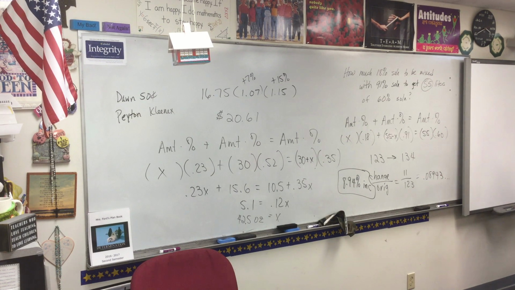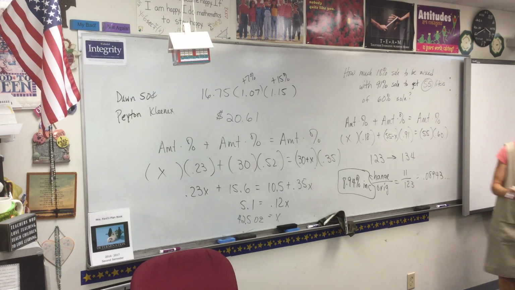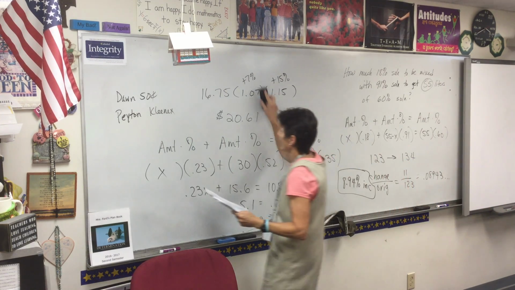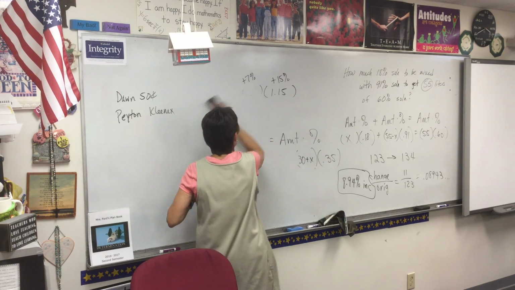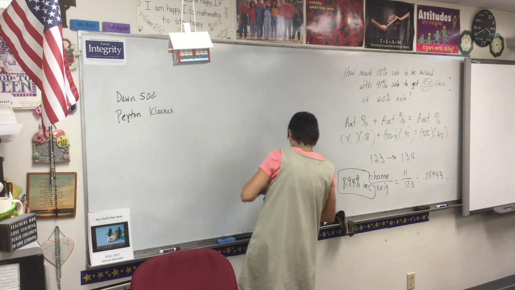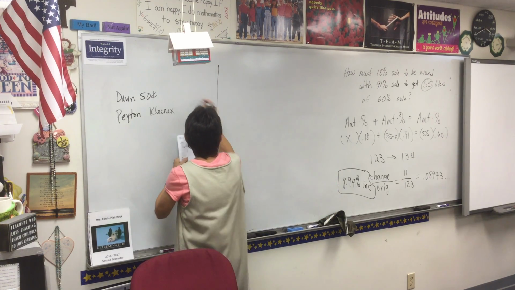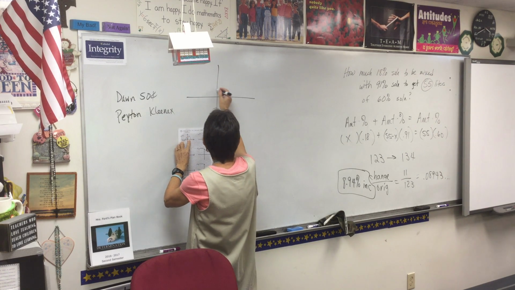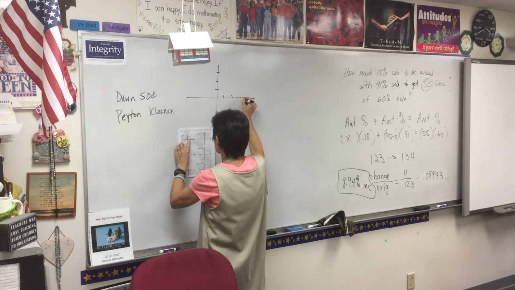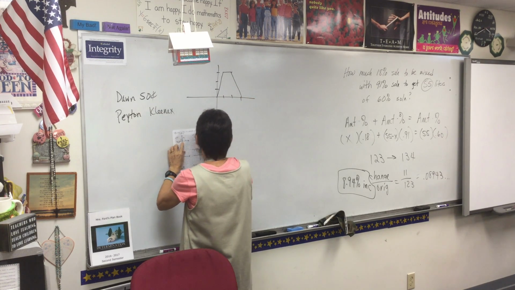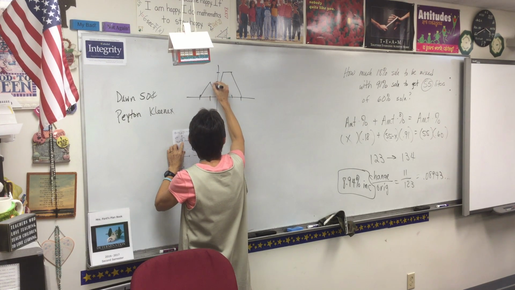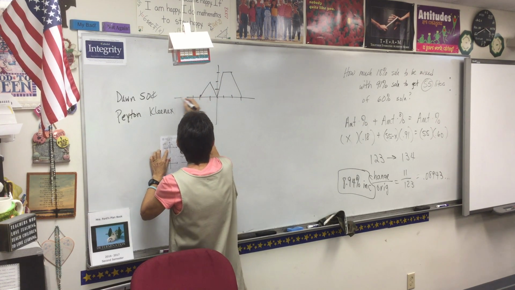Got it? All right, one more page. Now we're gonna graph. So we have our original picture, which this time is a giant trapezoid, and a medium-sized triangle, and a tiny trapezoid.